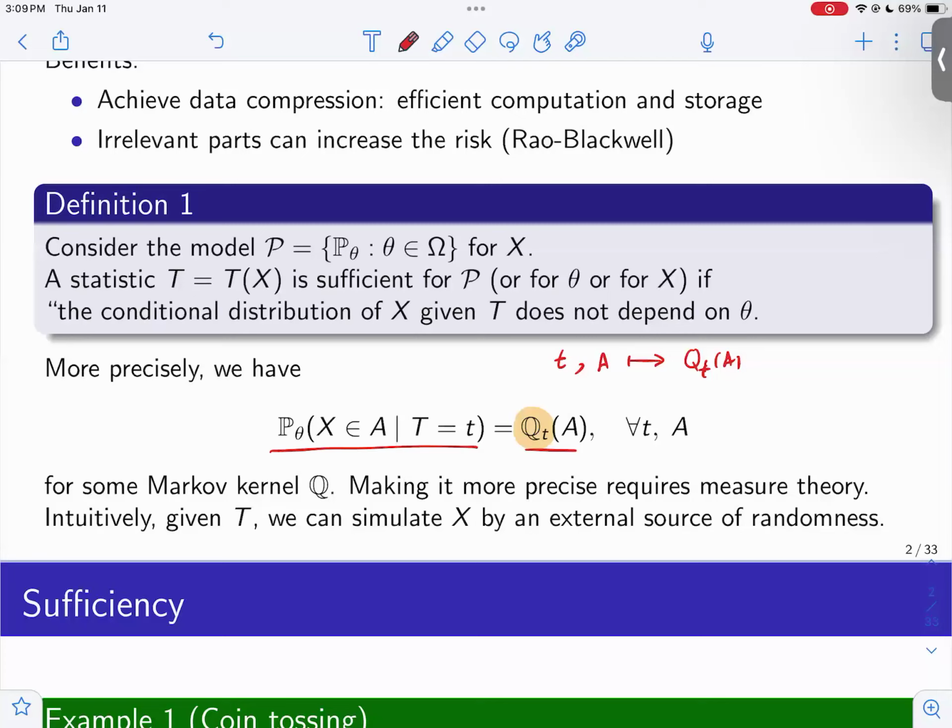I'm sorry, just to clarify, that A, that's not the same as the action space? No. This is an event. Right, I'm computing the probability that it belongs to some set. It's a set. Oh, set.